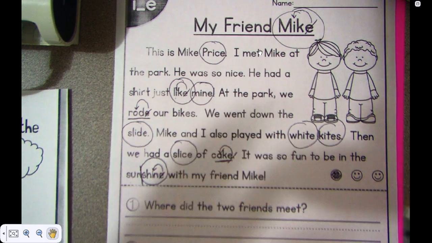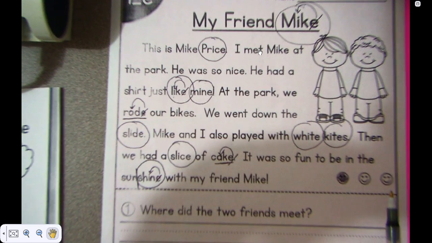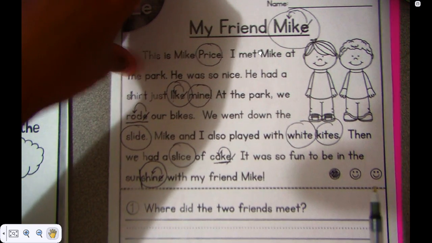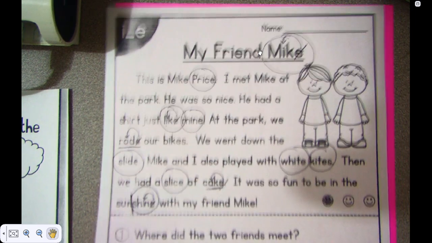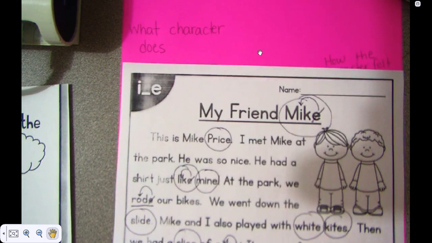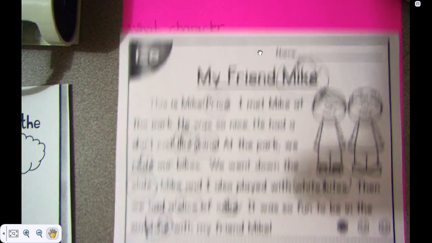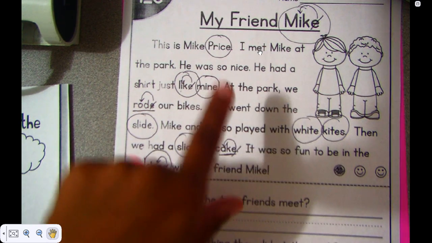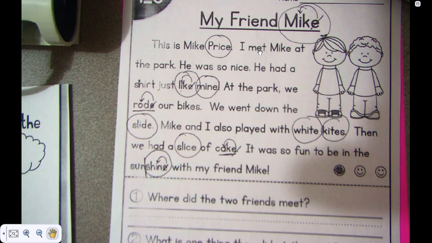So we've read this story one time. We found some of these target words. Now let's start to talk a little bit about can I tell what this character with the speaker does in the story? So I'm going to go through and I'm going to look again. This is Mike Price. I met Mike at the park. He was so nice. He had a shirt just like mine. And I see one thing he does.